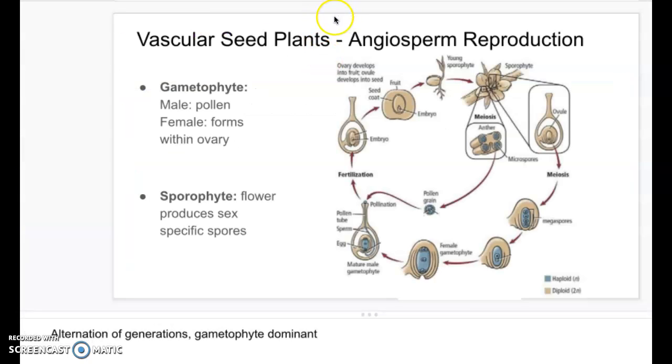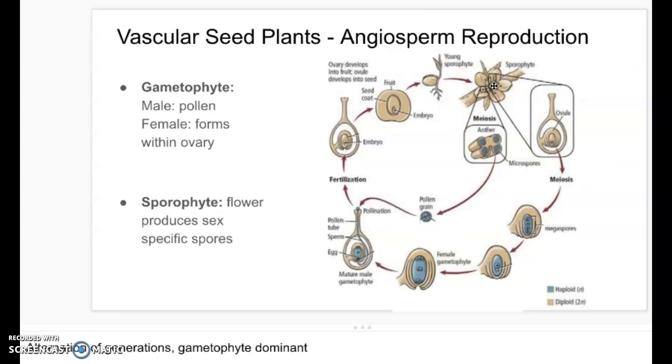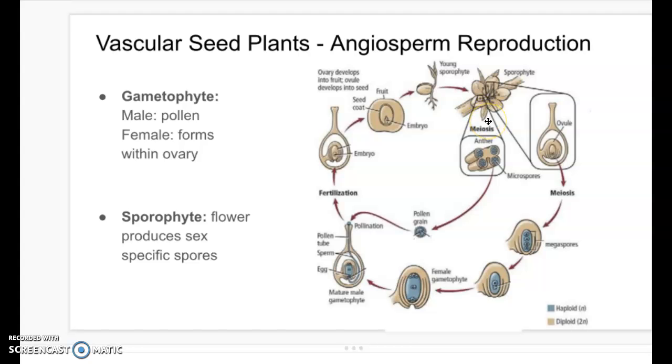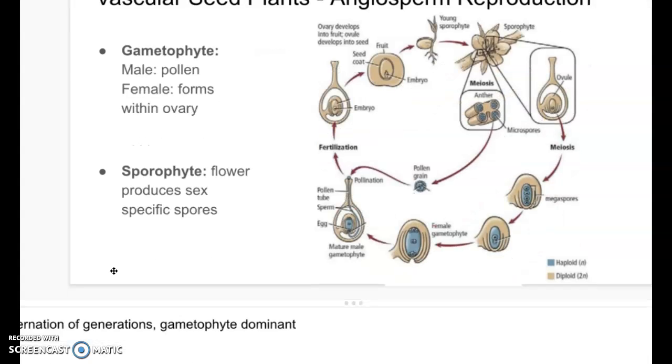So for the process of reproduction, as you can imagine, angiosperms are even more complex than the other types of plants. So we're going to start here by looking at the flower. One more thing before I start: the majority of plants spend their lives in the gametophyte stage.